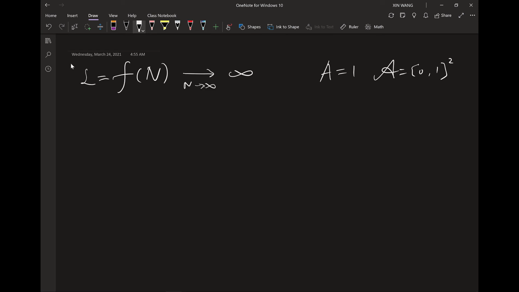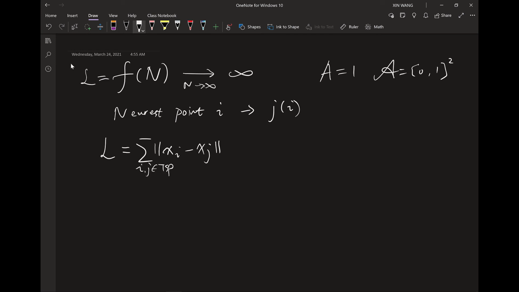So first, let's assume the nearest point to i is j of i. So our TSP tour equals the summation of x_ij. This is for the tour. And then this will be greater than or equal to the distance to the nearest one. This makes sense because in a TSP tour, you may not always travel to the nearest point. Every time you travel to the nearest point, this is a myopic decision and may not be a TSP tour.